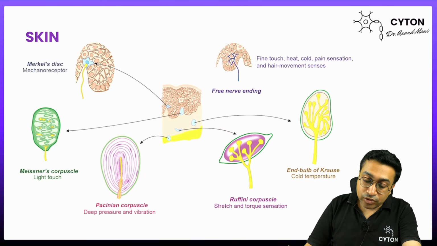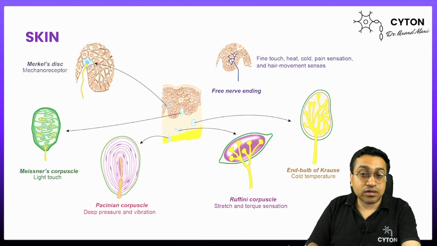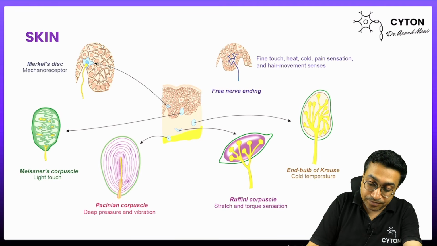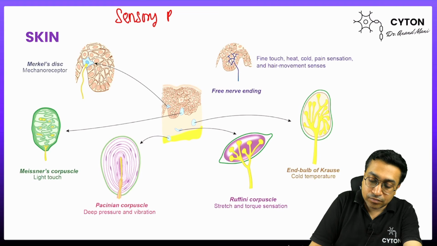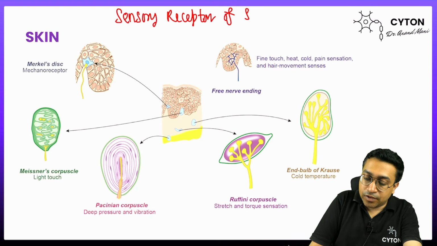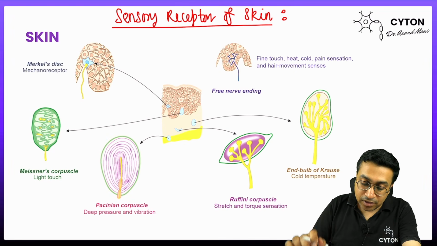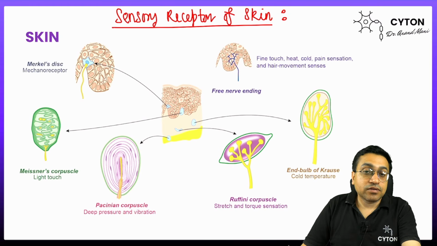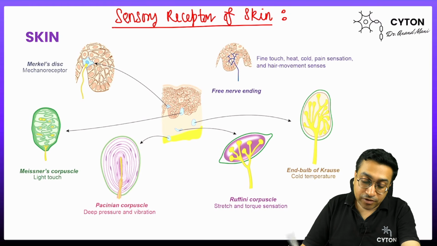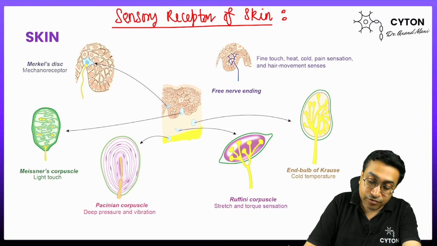Next we come to the sensory receptors of the skin. We can see here the sensory receptors of the skin. The skin is enriched by free nerve endings. We have the free nerve endings.